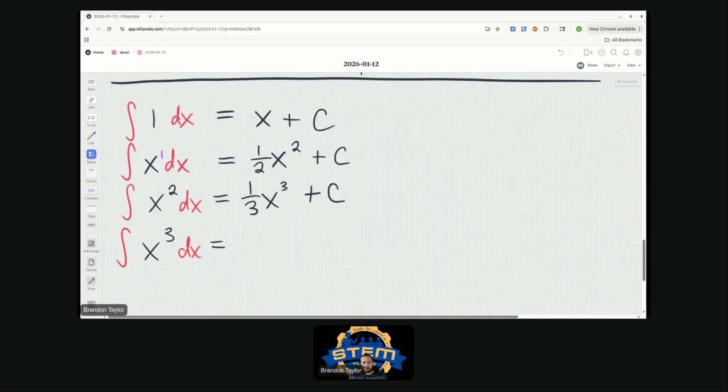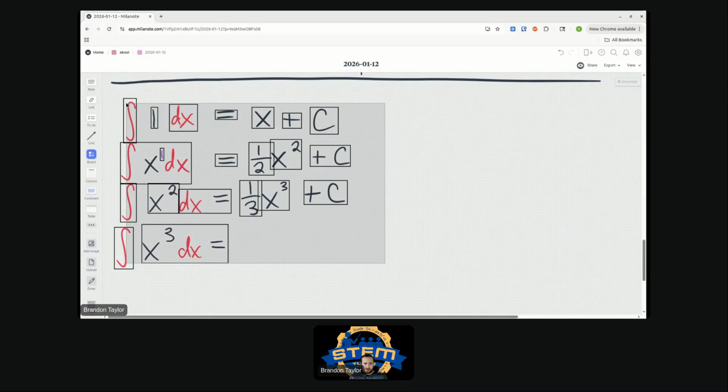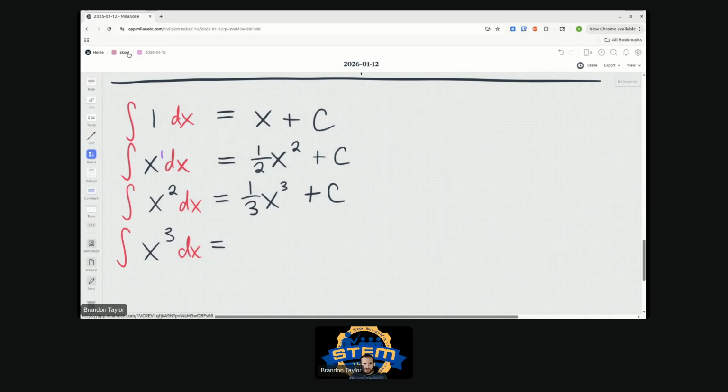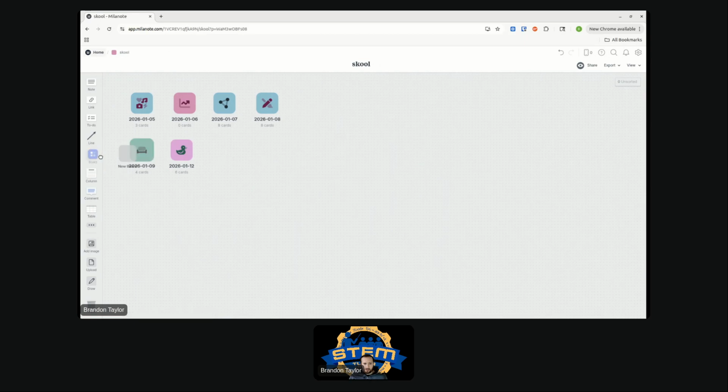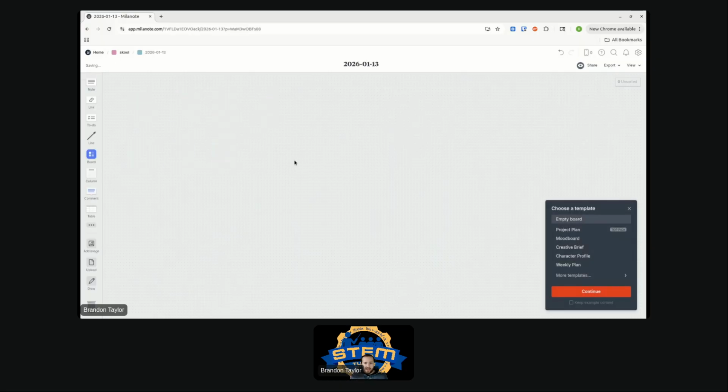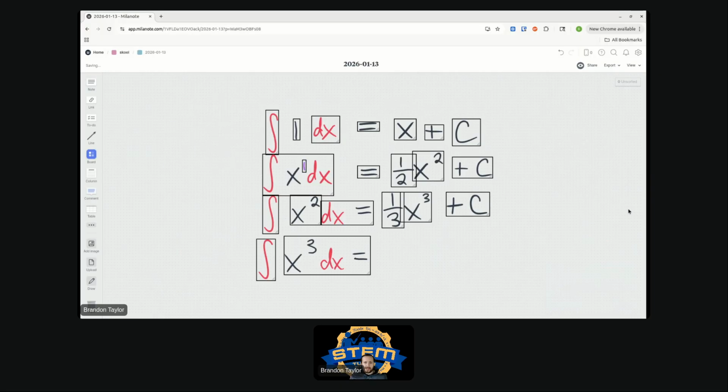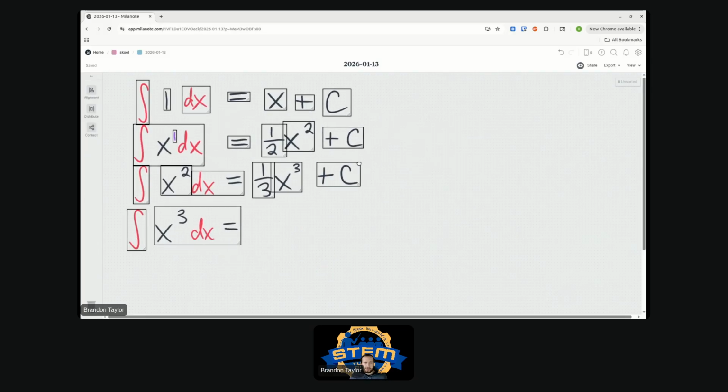And here we want to see if there's a pattern. So does anybody know, or was anybody able to figure out what the pattern is? Feel free to drop a comment in the chat if you realize what the pattern is here. The pattern here is, as I create the new board for today, just a second. The pattern for this is that, how should I word it?